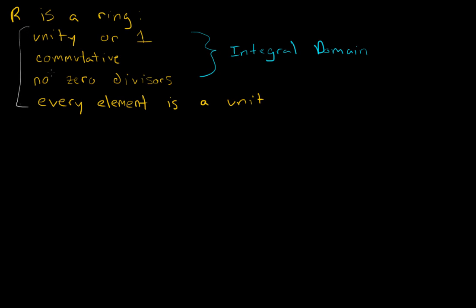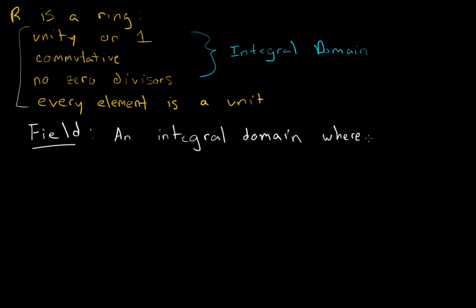And a ring that does have these four qualities, we would call a field. So a field is an integral domain where every element is a unit.